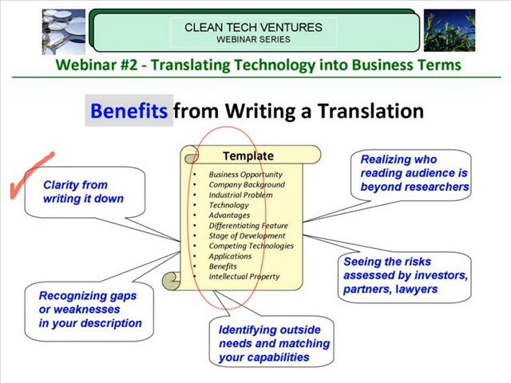Again, gap analysis, I can't stress that enough. You'll know as you work your way through the template, the discipline of working through the templates will help you understand what's important.